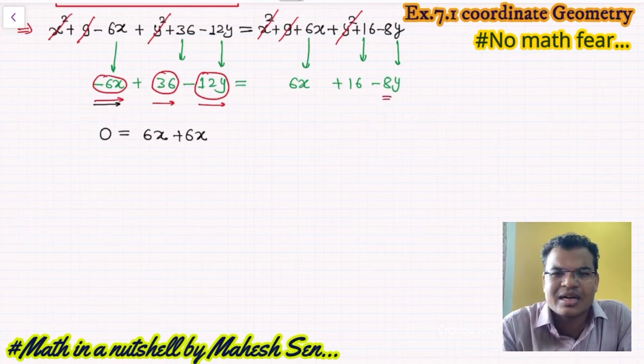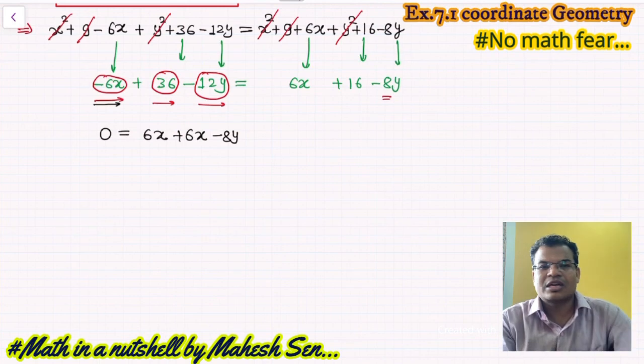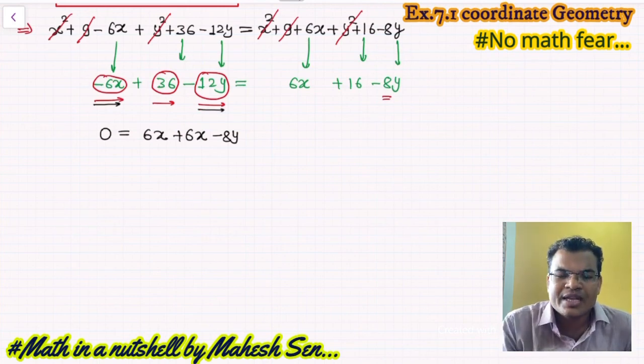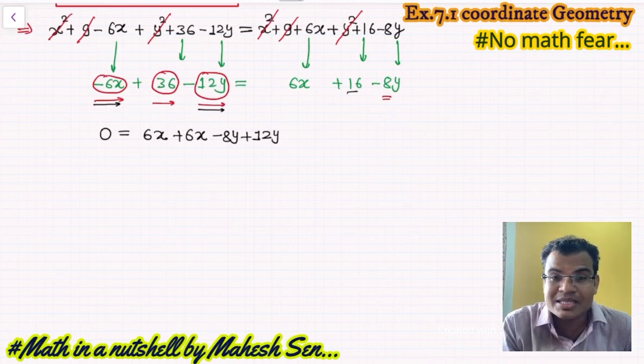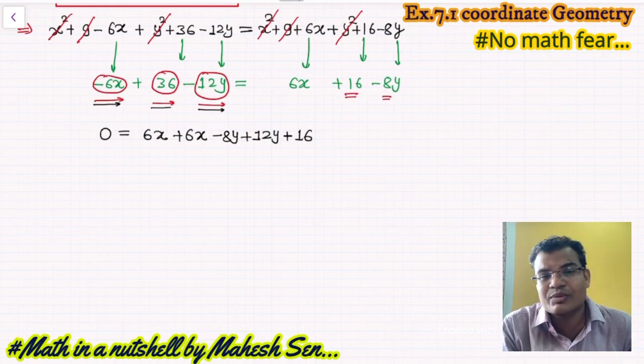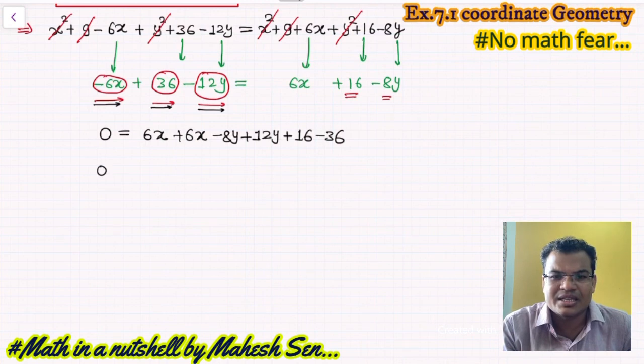Okay, the right hand side, the things I am writing first: minus 8y, and minus 12y will come here, and it will become plus 12y. So I'm writing here plus 12y on the right hand side. Plus 16 you can copy down as it is on the right hand side, and plus 36 will go to the right hand side, so it will become minus 36. Yeah, that's fine.